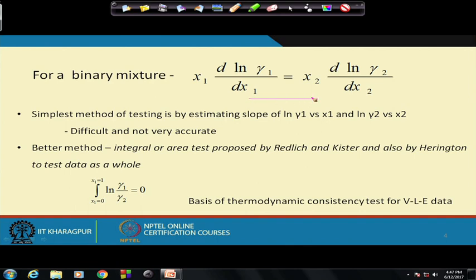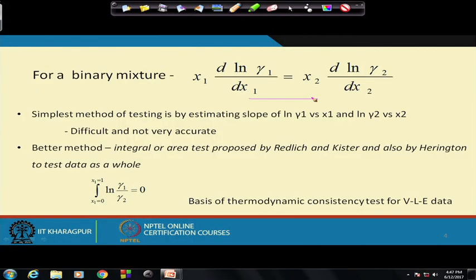So, usually this equation is used for detecting some very serious errors in the data. For example, you can just plot ln gamma 1 as a function of x1, ln gamma 2 as a function of x2, and find out whether both the slopes are positive or not. Or else, if you know that ln gamma 1 versus x1 is horizontal at any composition, you can just check whether at that composition ln gamma 2 versus x1 is horizontal as well. Just these gross checks can be done from this particular slope technique.